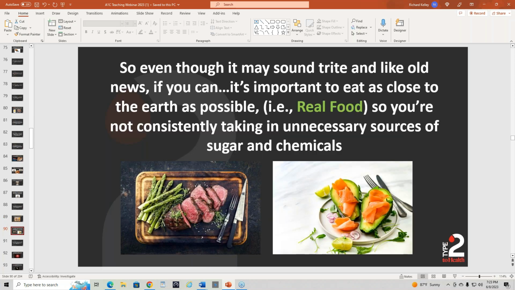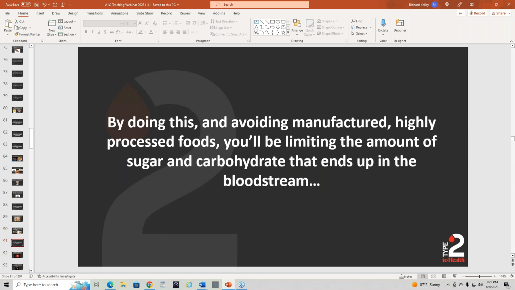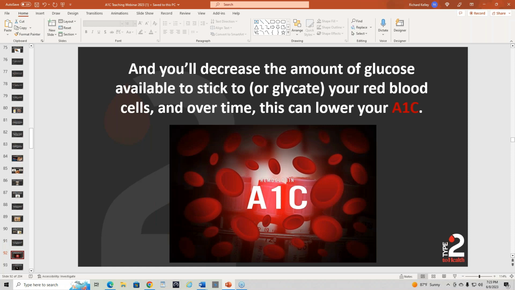And so even though it may sound trite and like old news, if you can, it's really important to eat as close to the earth as possible, real food, so that you're not consistently taking in unnecessary sources of sugar and chemicals. By doing this and avoiding manufactured, highly processed food, you'll be limiting the amount of sugar and carbohydrate that ends up in your bloodstream, and you'll decrease the amount of glucose that's available to stick to or glycate your red blood cells. And over time, this lowers or has the potential to lower your A1C.